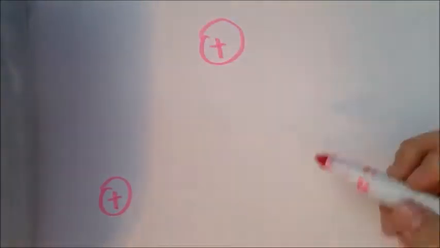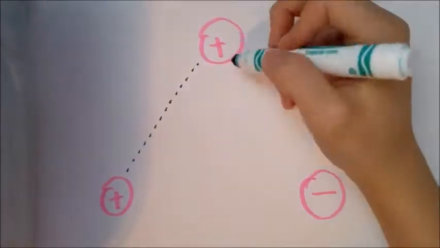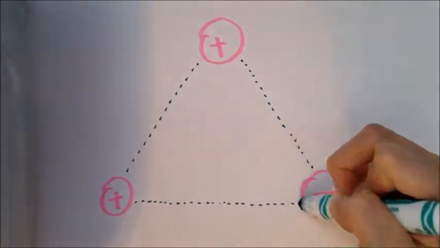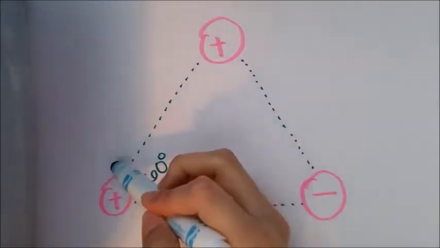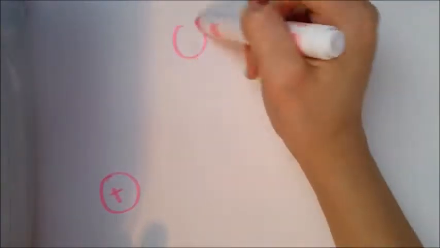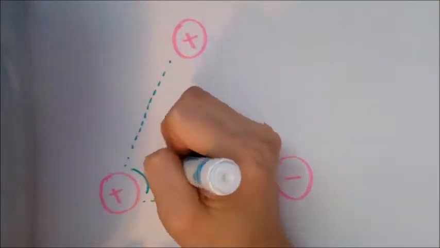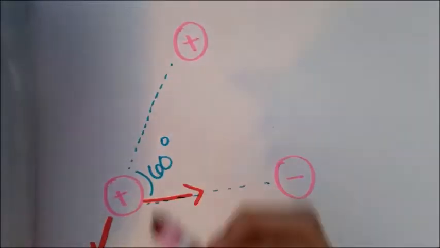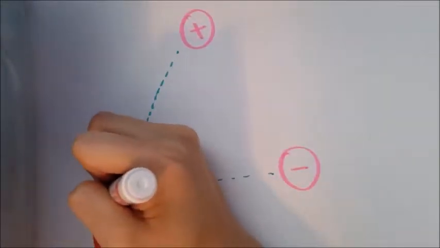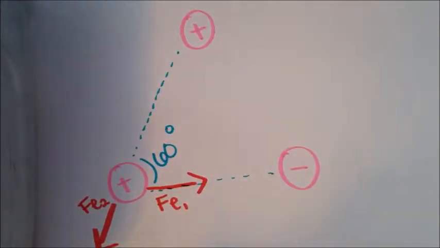Let's say we have 3 particles in an equilateral triangle. Each angle between the particles will form a 60-degree angle. And let's say that we are looking for the forces that are acting on the bottom left particle. There are 2 separate forces acting on this particle. There's a force to the right caused by the negatively charged particle, and there's a force going down and to the left caused by the positively charged particle.